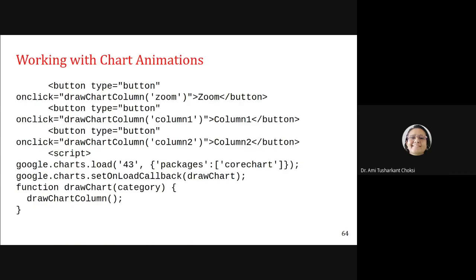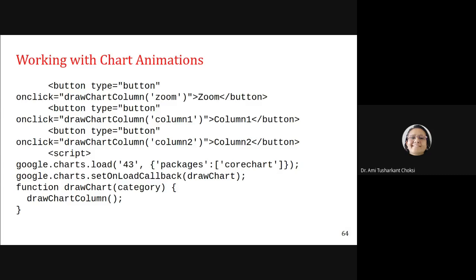Now, what we want is, here we are having the buttons. It is because we want to have the transition. We want to see whether you want to zoom it, whether you want to see this, whether you want to see that. For that, what we are having is, we are having the buttons.